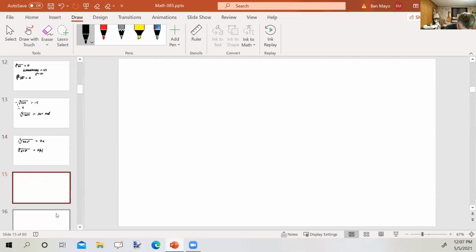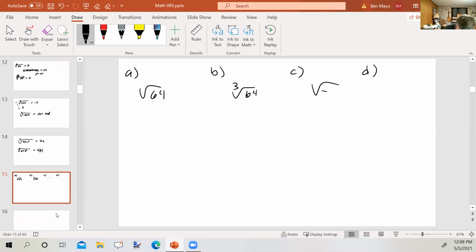Here, some lookalikes. A, B, C, and D. The square root of 64, the cube root of 64, the square root of negative 64, and the cube root of negative 64. All right, the square root of 64 is 8. The cube root of 64 is 4. 4 times 4 is 16, times 4 is 64. The square root of negative 64 is not real, but the cube root of negative 64 is real. Recall, you can take an odd root of a negative number, so you've got to be careful.